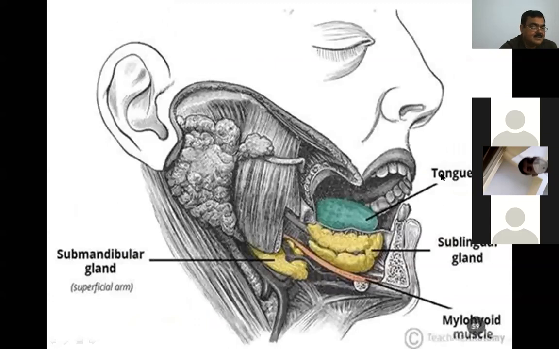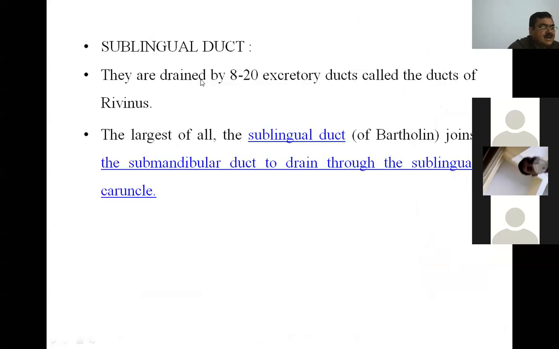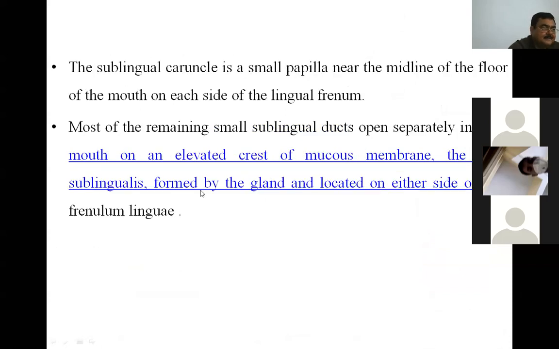Here, in this diagram, you can see the submandibular gland, the superficial part. Here is this part. This is the sublingual gland. This is the tongue; it is below the tongue, that's why sublingual. They are drained by 8 to 20 secretory ducts called the ducts of Rivinus. Largest of all the sublingual ducts is the duct of Bartholin, joined to the submandibular duct, drained to the sublingual caruncle.